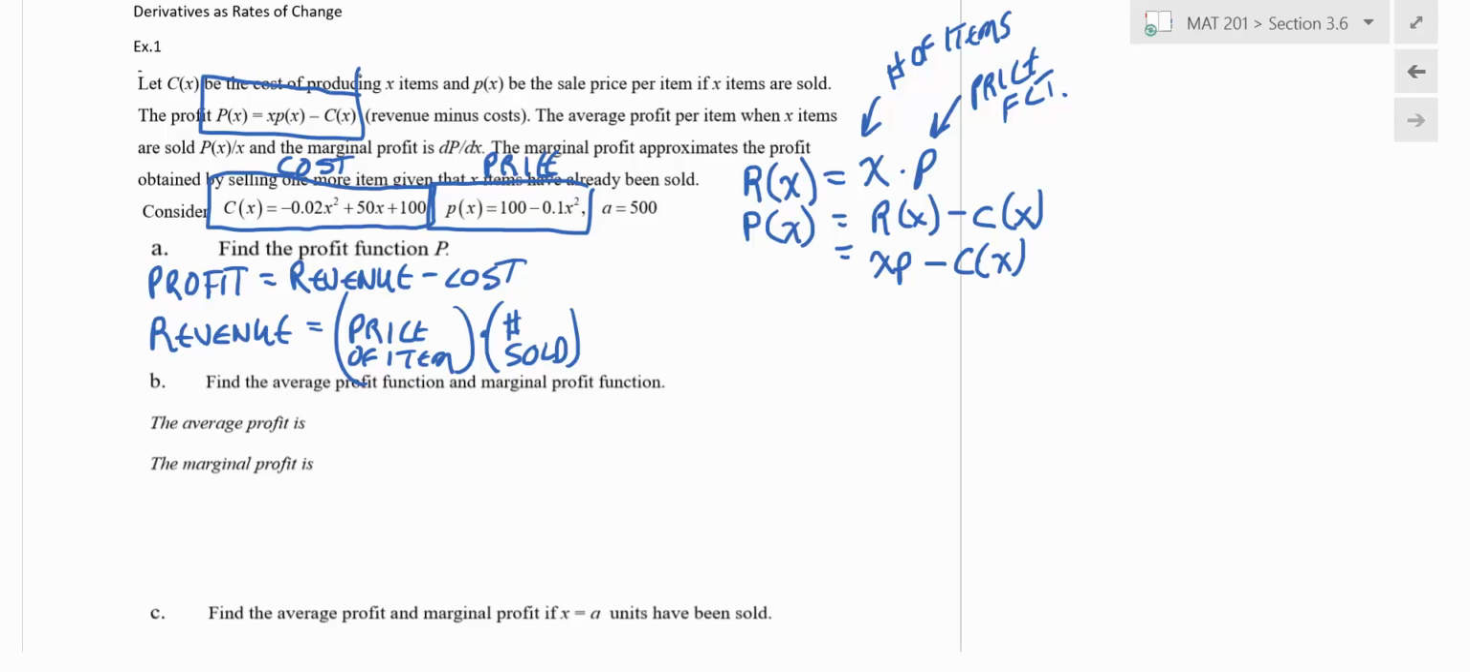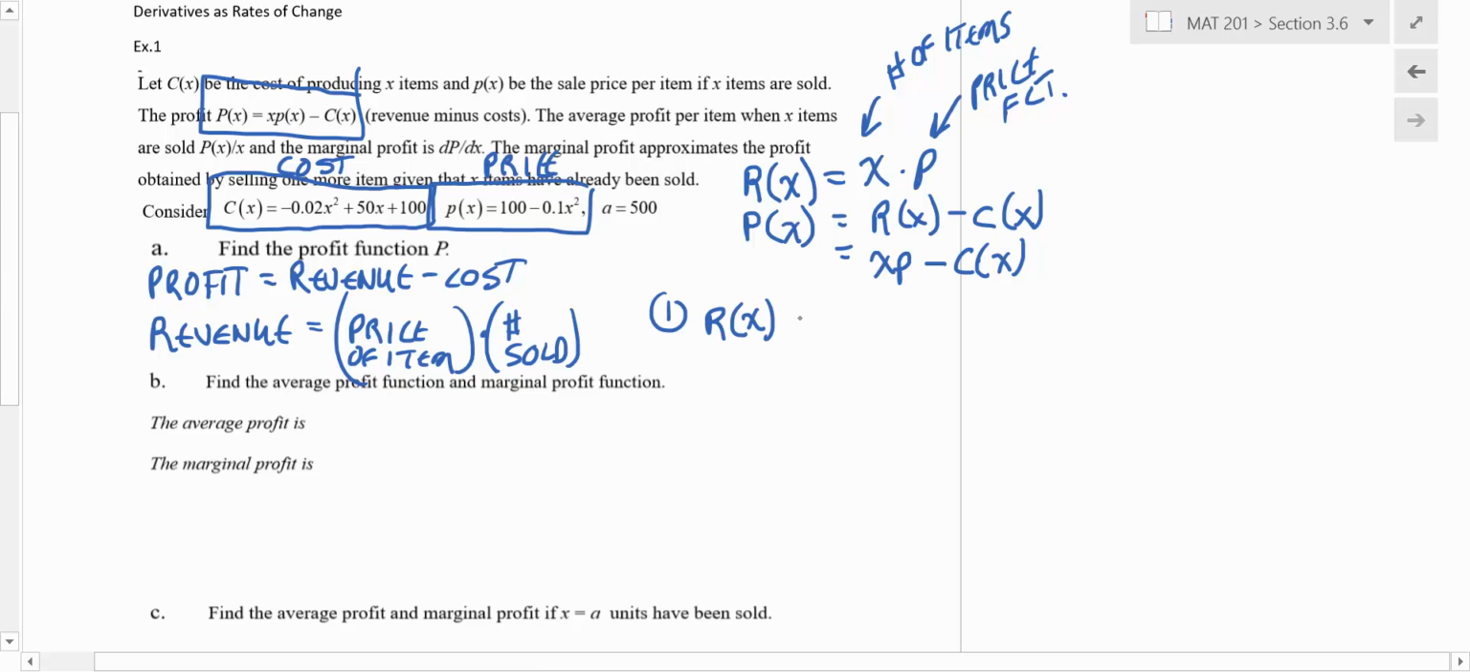Okay, so what we're going to do is we're going to find the profit function. So when we find the profit function, the first thing you've got to do is you need to find the revenue. Okay, what I've given you is a price function. So what you do is you do X times P. Okay, revenue is X times P. So we do X times that price function, which is going to be that. So that's what the revenue is. If you're given a price function, you have to crunch out what the revenue is.